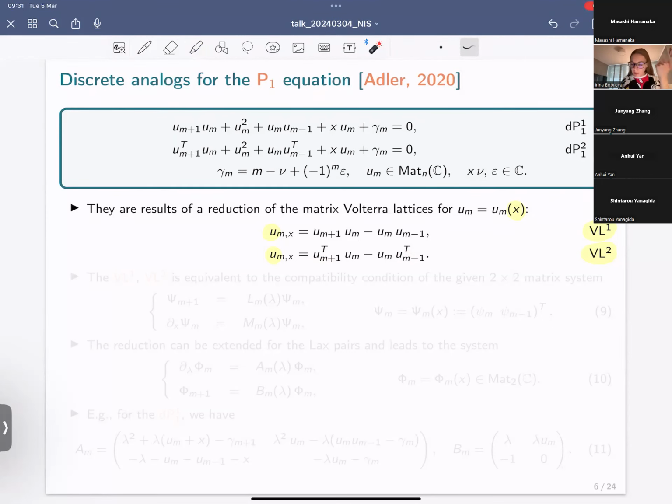Yeah, these two lattices were derived by the symmetry method, and both of them have discrete Zakharov-Shabat type Lax pairs, but I will discuss it a little bit later. And by considering reductions of these two lattices, we can obtain these two discrete analogues for the Painlevé 1 equation.